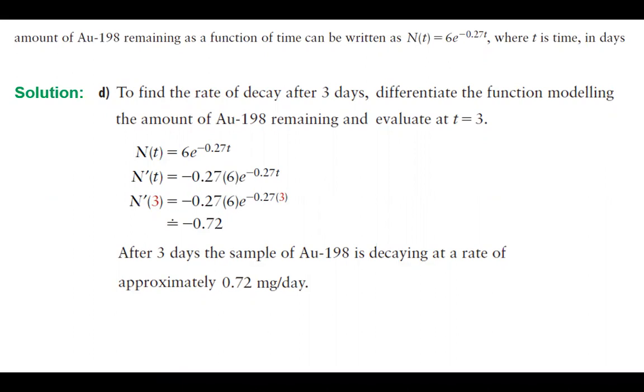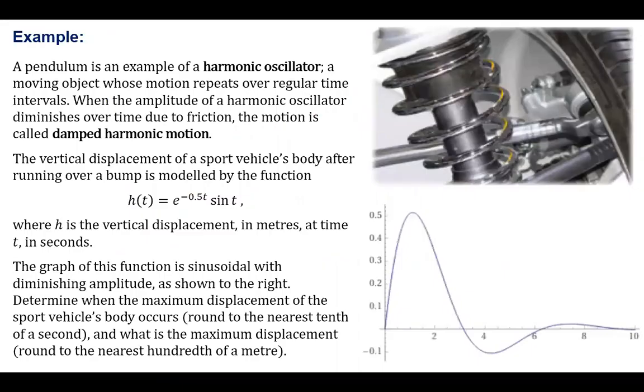Okay, if you have no questions, let's consider another example. Remember last time we talked about the pendulum, right? A pendulum is an example of a harmonic oscillator, a moving object whose motion repeats over regular time intervals. When the amplitude of a harmonic oscillator diminishes over time due to friction, the motion is called damped harmonic motion. So today, let's have a look at damped harmonic motion.